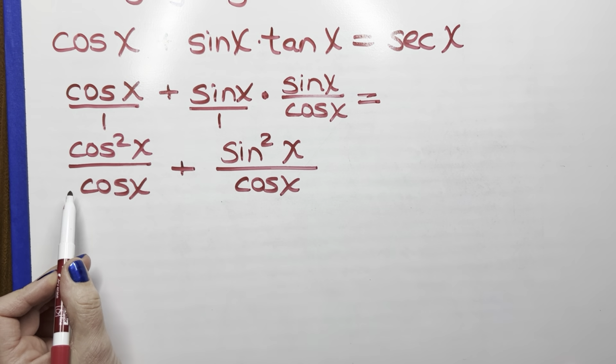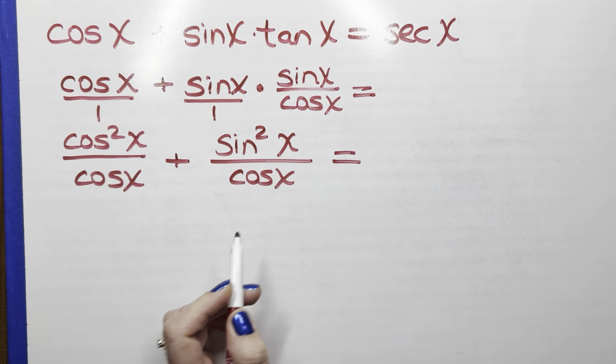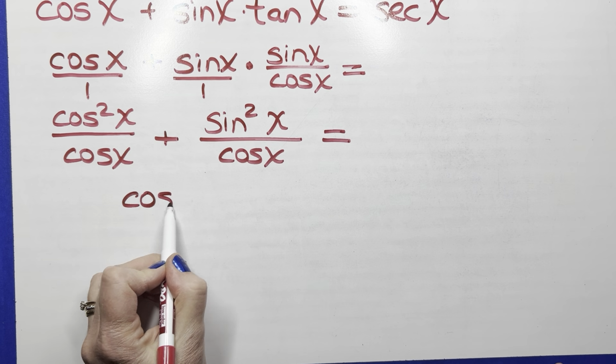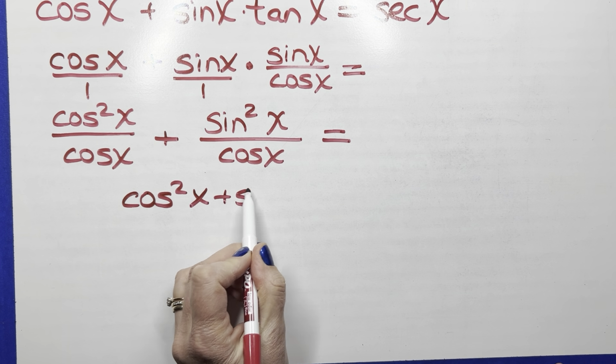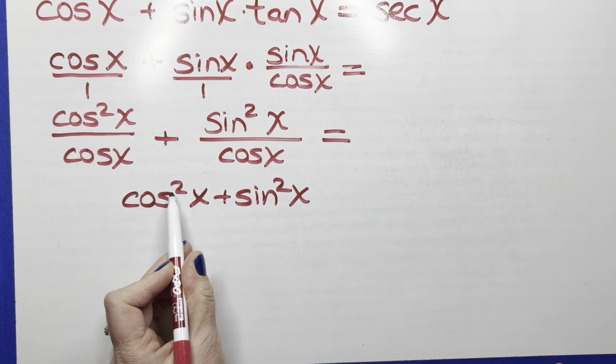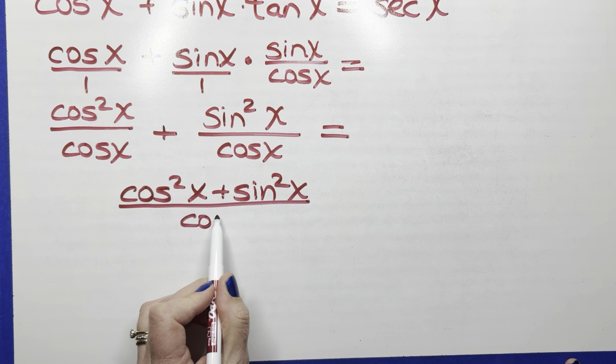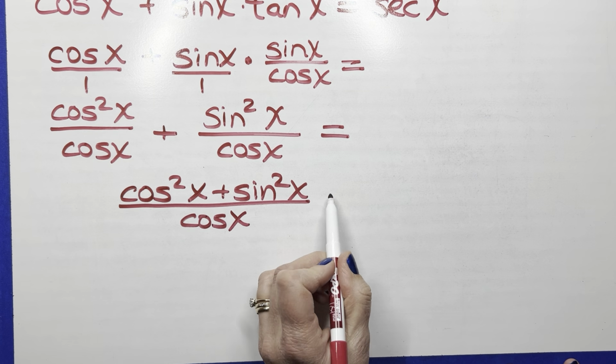Okay, so this is looking better. I have a common denominator. So the next thing I'm going to do is I'm just going to merge these two by adding them together. So I get cosine squared x plus sine squared x. Now it's all just over the cosine of x.